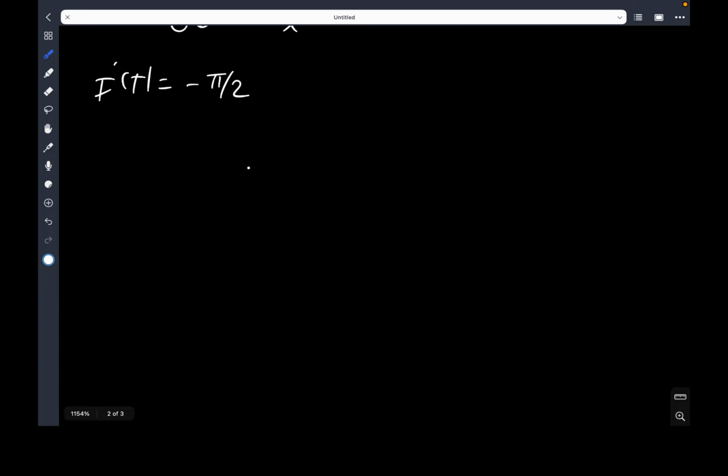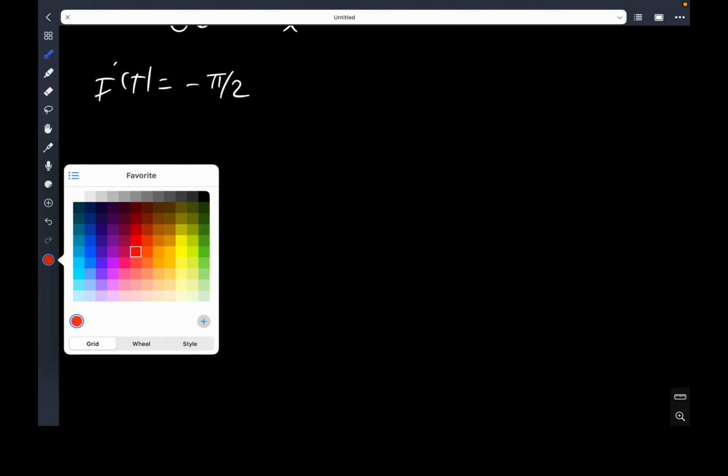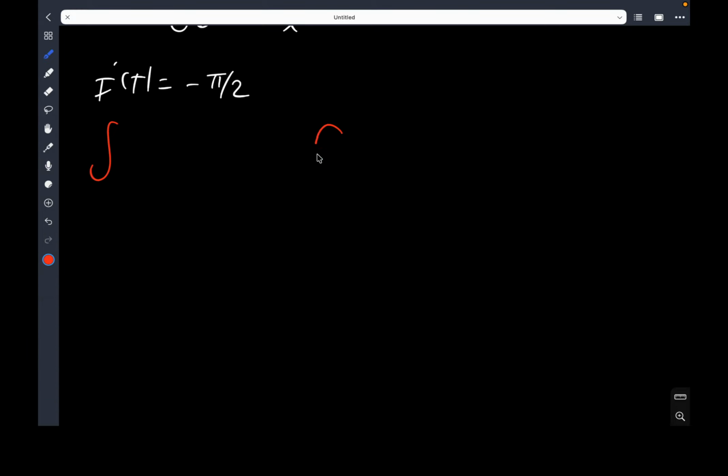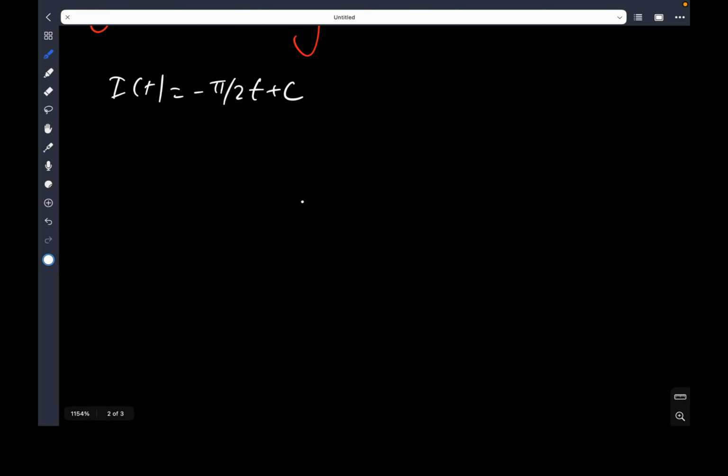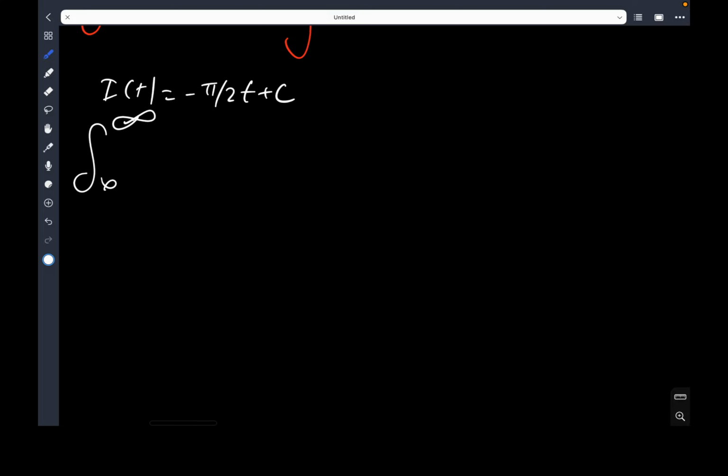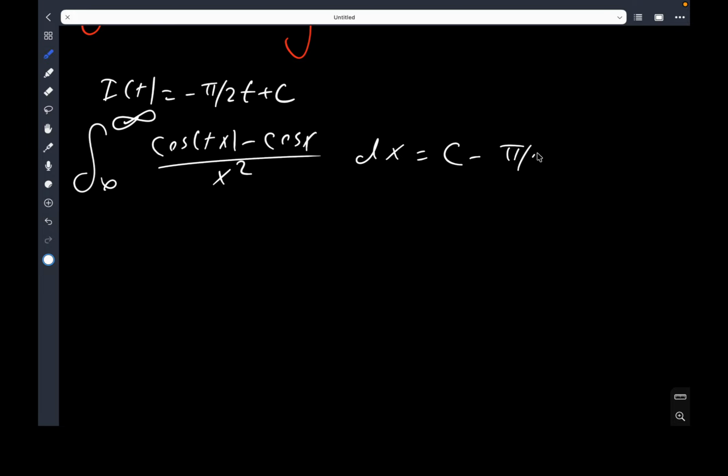Now if I integrate both sides, I prime of t dt equals negative pi over 2 dt, and I of t is gonna be negative pi over 2 t plus c. Now my I of t was the integral from 0 to infinity of cosine of tx minus cosine x over x squared dx, which is c minus pi over 2 t.